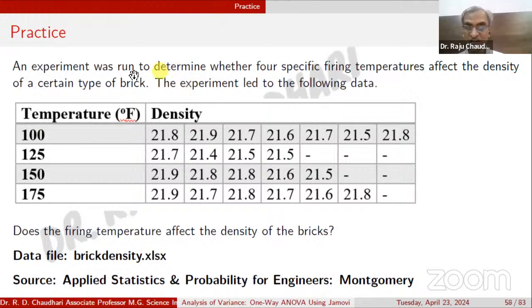Just one important question. Can anyone tell me how many variables are there and what the variable names are? You can unmute yourself or you can drop a message in the chat box. What are the variables in this example?